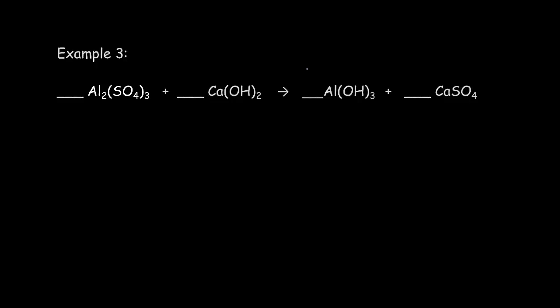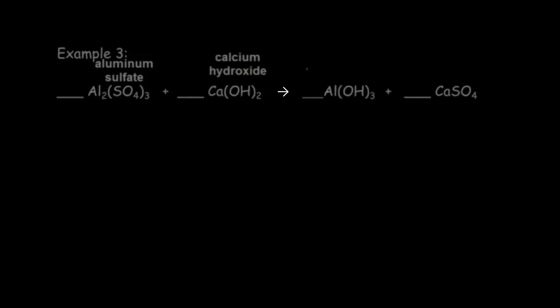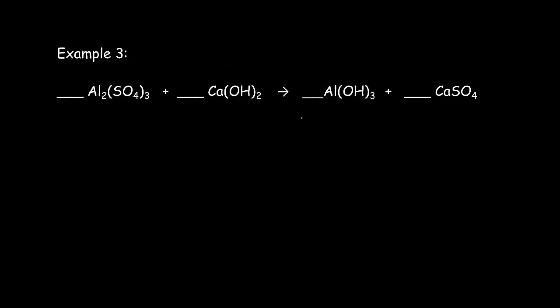How we read this equation is aluminum sulfate plus calcium hydroxide yields or produces aluminum hydroxide plus calcium sulfate. Now let's balance. Metals first. So a metal over here is Al, aluminum. And then our next metal is calcium. After we've taken care of all of our metals, then we do our polyatomics.